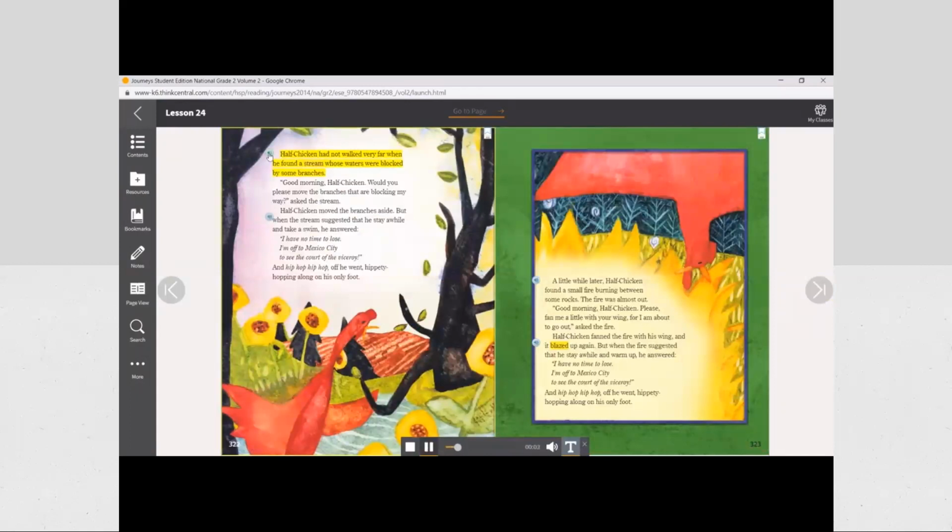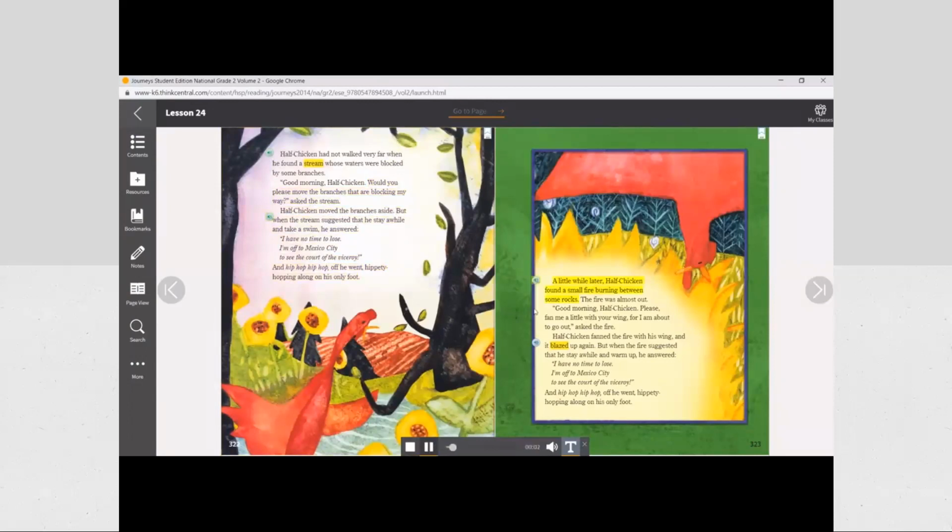Half Chicken had not walked very far when he found a stream whose waters were blocked by some branches. "Good morning, Half Chicken. Would you please move the branches that are blocking my way?" asked the stream. Half Chicken moved the branches aside, but when the stream suggested that he stay a while and take a swim, he answered, "I have no time to lose. I'm off to Mexico City to see the court of the viceroy." And hip hop, off he went, hippity hopping along on his only foot.